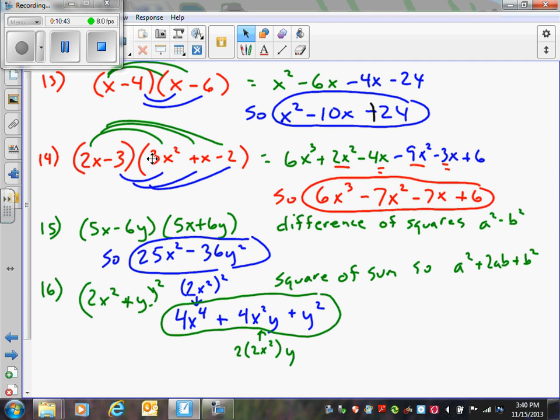Notice I took this and multiplied it by all 3 of those. Then I take the minus 3 and I multiply it by all 3 of those. Minus 3 times 3x squared is minus 9x squared. Minus 3 times x is minus 3x, and minus 3 times minus 2 is plus 6.